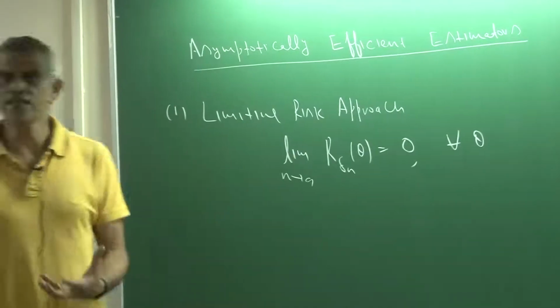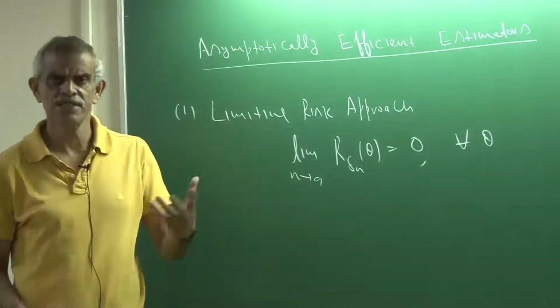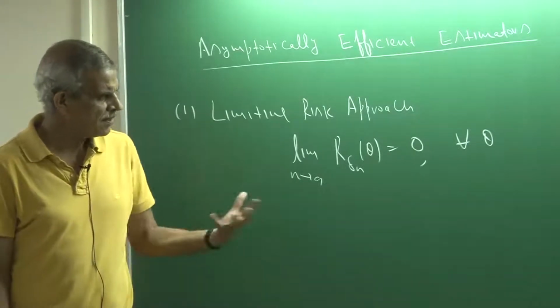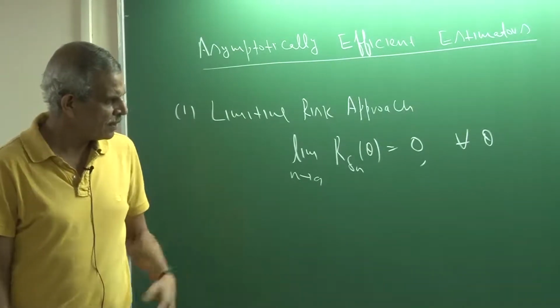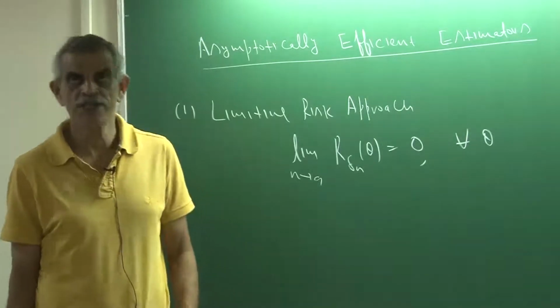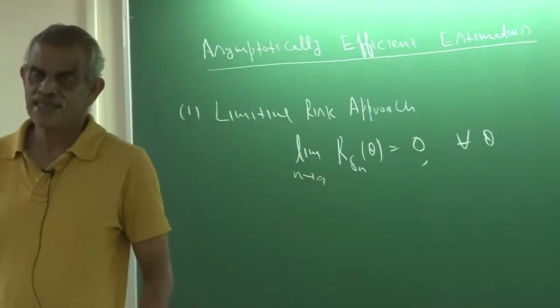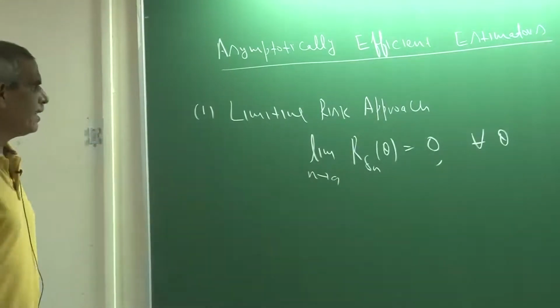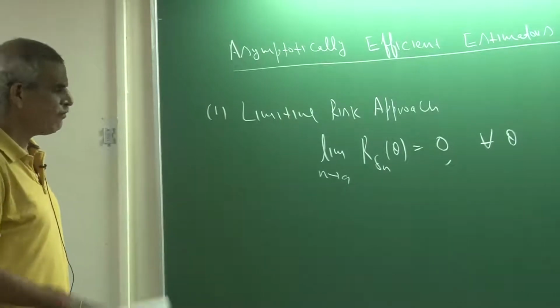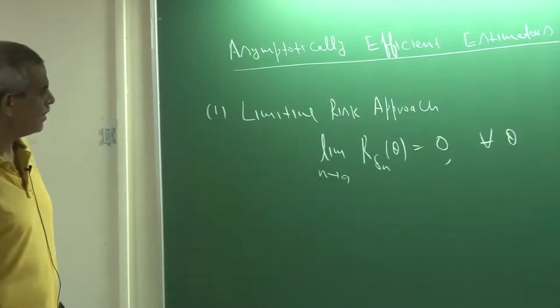And then among estimators which have the same rate of convergence, you may think of preferring an estimator which has smaller limiting risk. That led to the concept of the limiting risk approach, and then we talked about limiting risk efficiency of one estimator relative to the other.